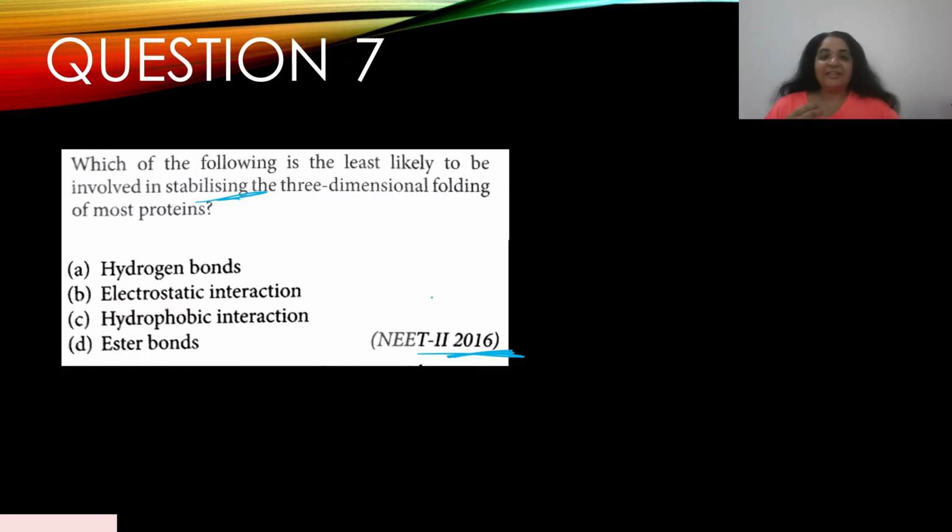Now which is the least likely to be involved? Of course we know there are hydrogen bonds present in proteins that help stabilize the structure. There are electrostatic interactions, yes. There are hydrophobic interactions, yes. But ester bonds are least likely to be present in a protein that helps in stabilizing its structure. A, B, C, yes, they are present there, but ester bonds, no, we don't see that in proteins. All right, so the answer is D.